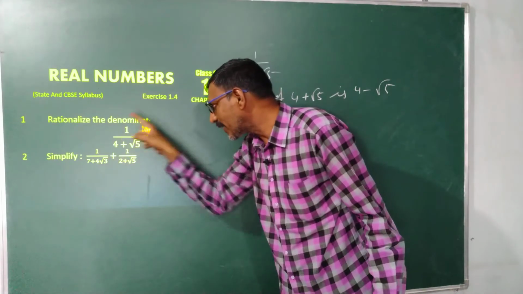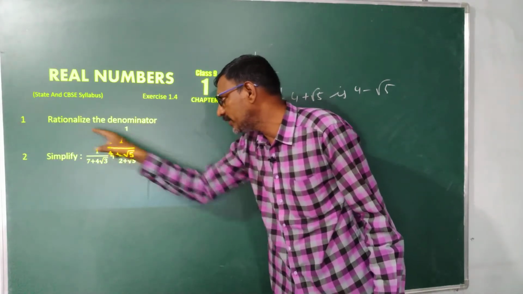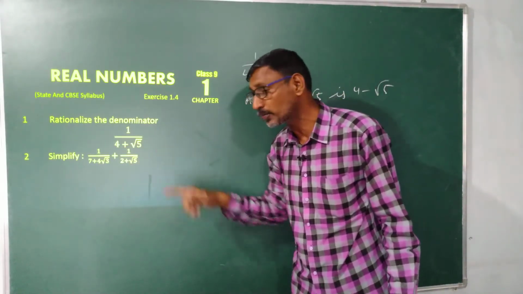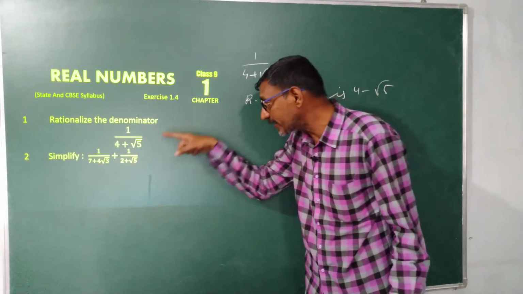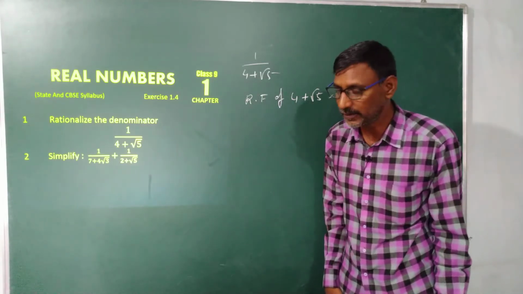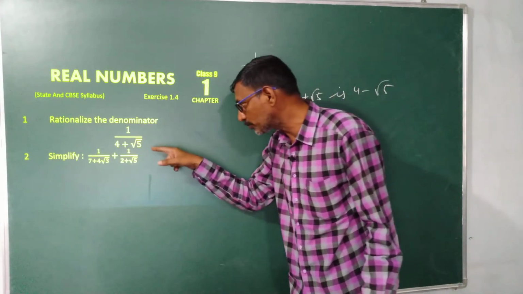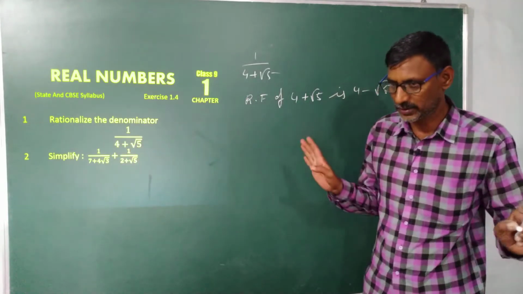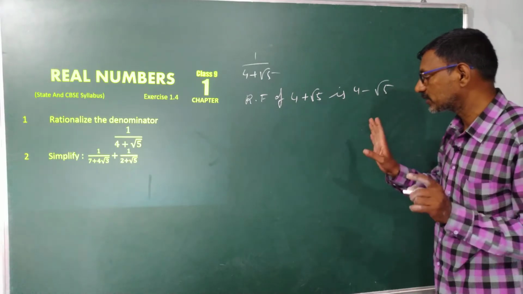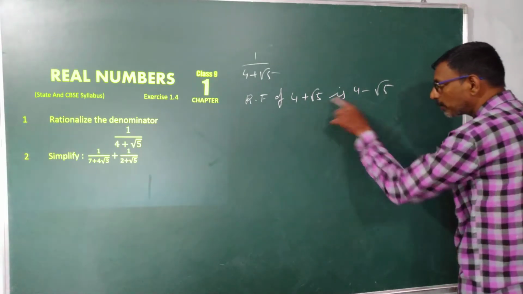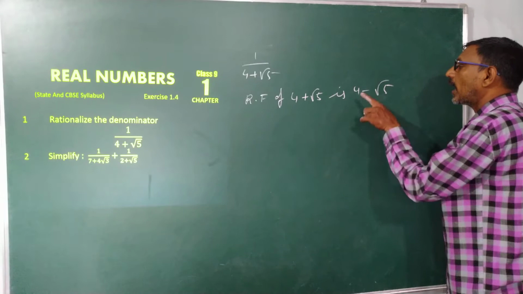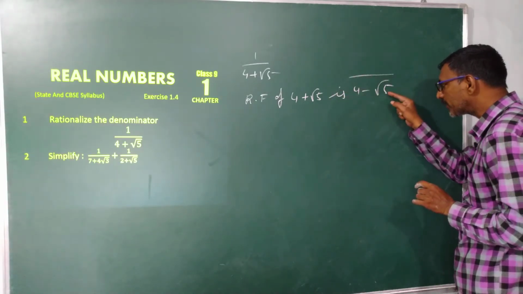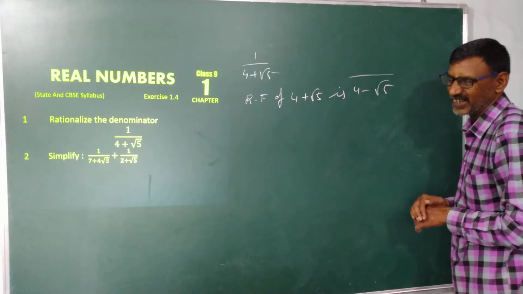Here clearly it says rationalize the denominator. Here the denominator should be a rational number. It is already irrational. 4 plus root 5 is an irrational number, and it is in the denominator. We have to rationalize this one. We have to find a rational number in the denominator. So that's the reason I take 4 plus root 5 and its conjugate. This is also a conjugate. 4 minus root 5 is the RF of this one, the rationalizing factor.